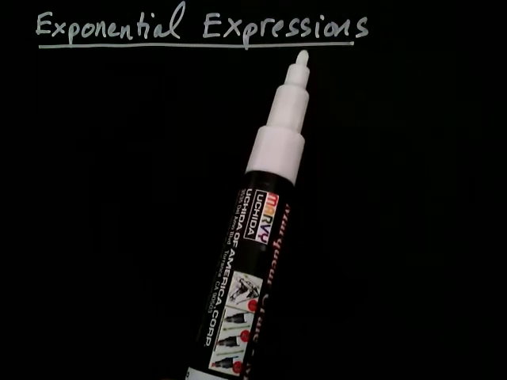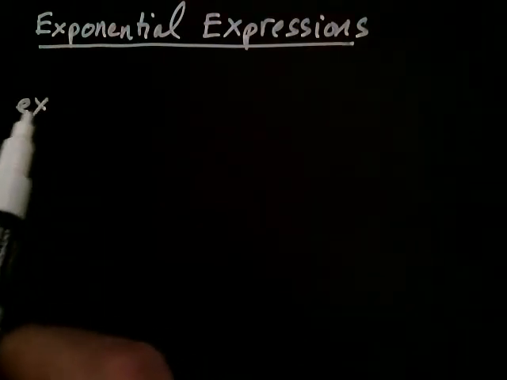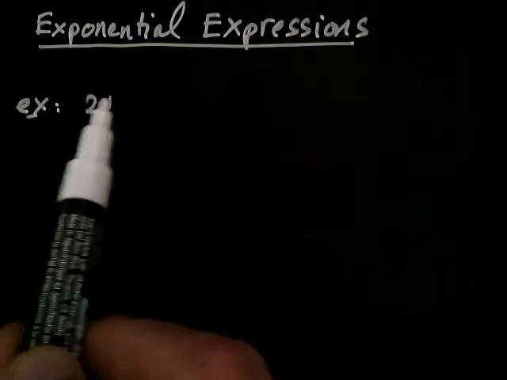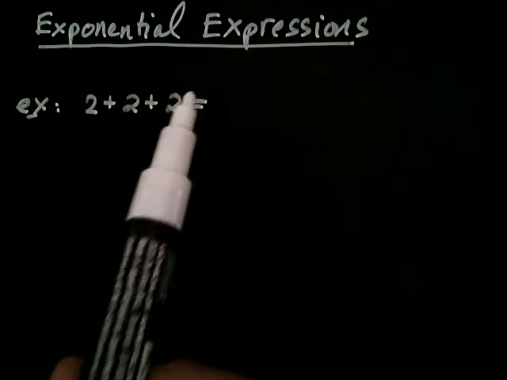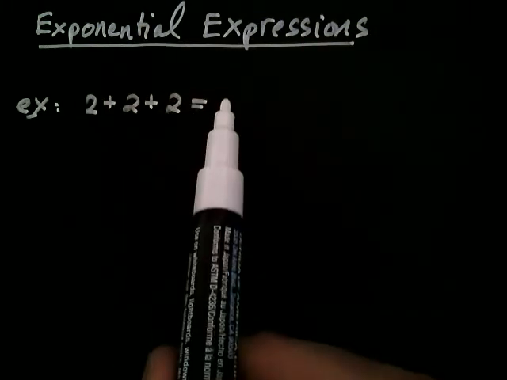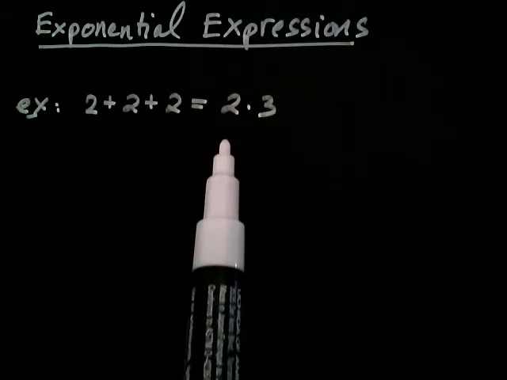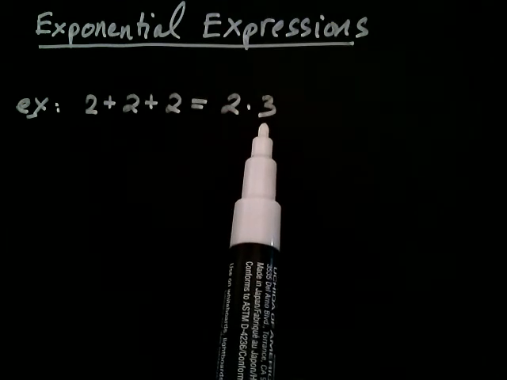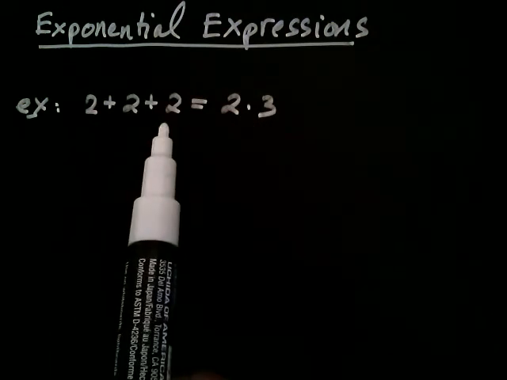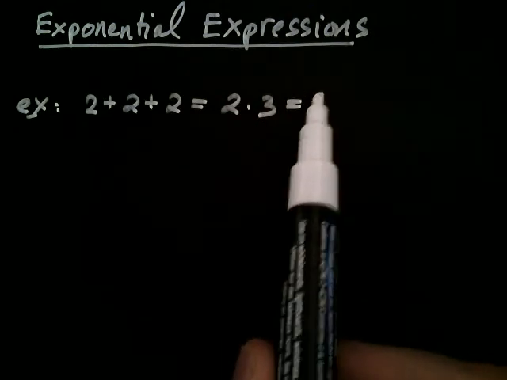In this video we're going to talk about exponential expressions. So we know already that if you wanted to add the number 2 to itself 3 times, well, we know that there's a shorthand notation for that. When somebody writes 2 times 3, one way to look at it is that it represents 2 added to itself 3 times. So rather than write out 2 plus 2 plus 2, we just write 2 times 3. And of course 2 times 3 is equal to 6.